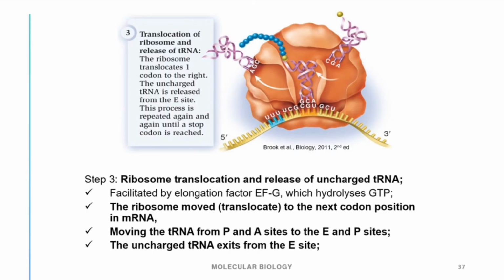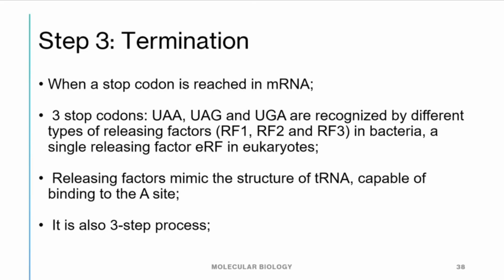The last step in translation is termination. The termination process takes place when the stop codon is reached on the mRNA. There are 3 different stop codons: UAA, UAG, and UGA. Now this is where things start to get very interesting, because for prokaryotes we have different kinds of release factors: RF1, RF2, and RF3. On the other hand, in eukaryotic cells we have only one kind of release factor, eRF.